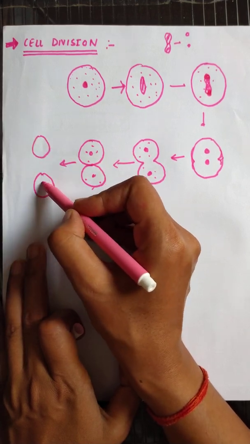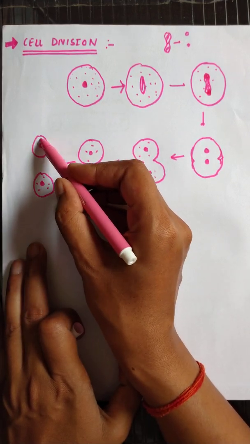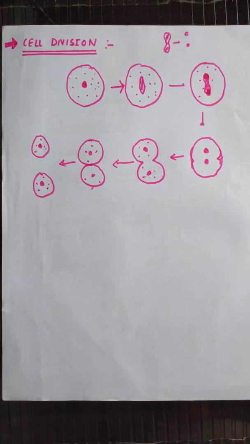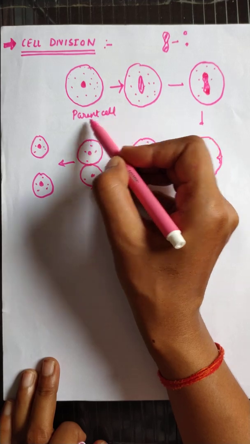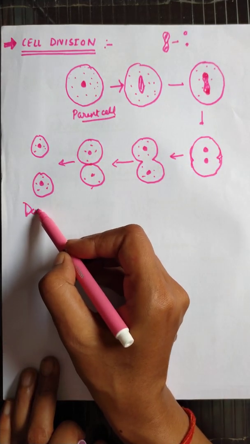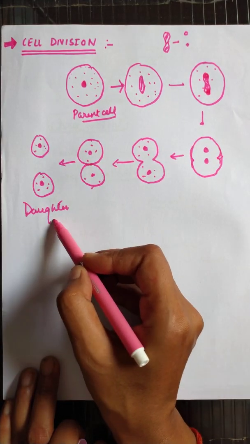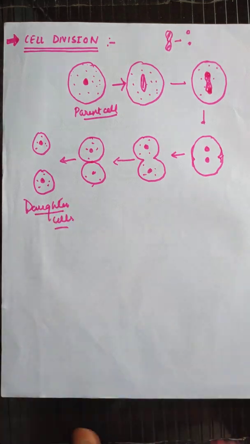So this is a type of cell division. This is a method of cell division in which a single cell, which we can consider a parent cell, gets divided into two cells, and these two newly formed cells are called daughter cells. So from one parent, two daughter cells are formed.